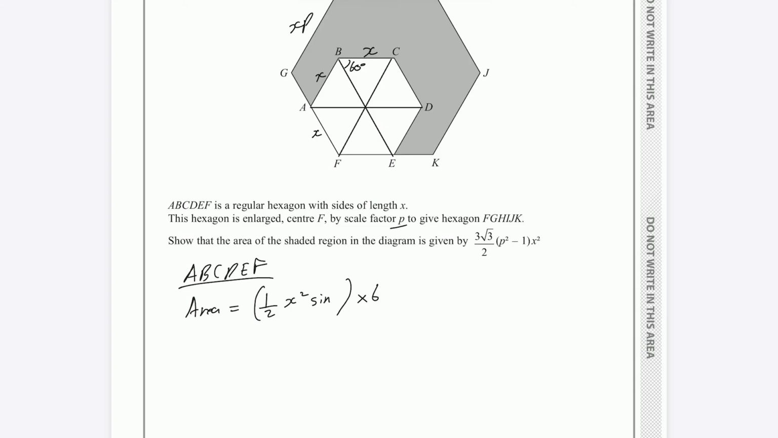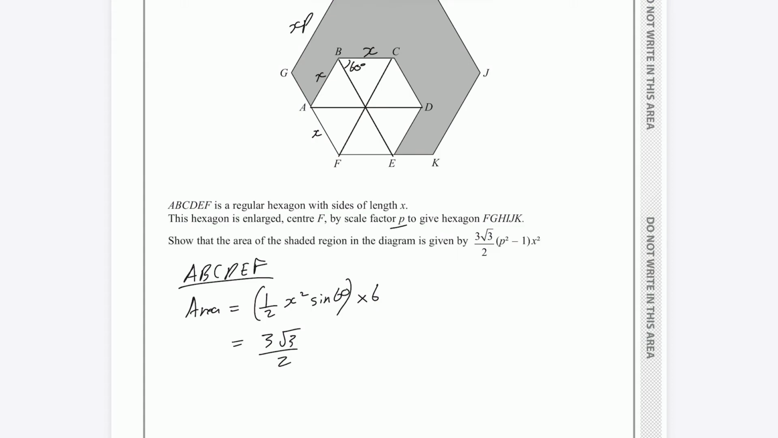And it's not going to be sine C, it's going to be 60 because each angle in an equilateral triangle is the same. So if you now type that into your calculator and hit enter, you will end up with root 3 over 4. And of course, you're going to times that by 6 as it says there. So that then becomes 3 root 3 over 2. So that is the area of A, B, C, D, E, F.